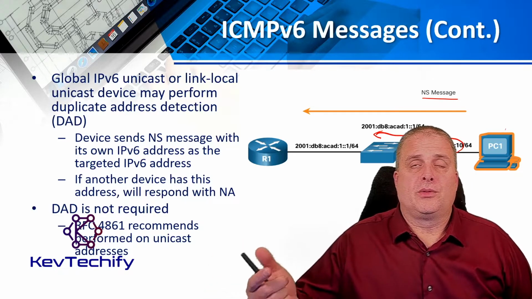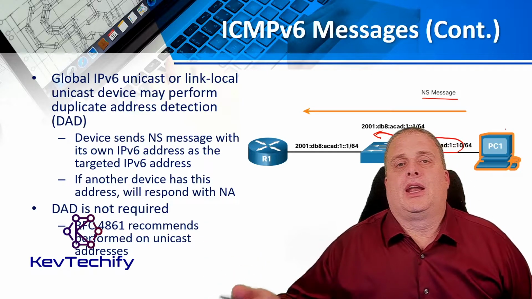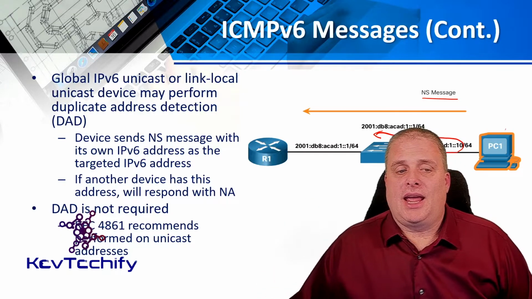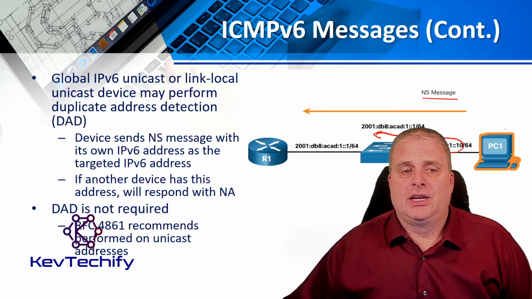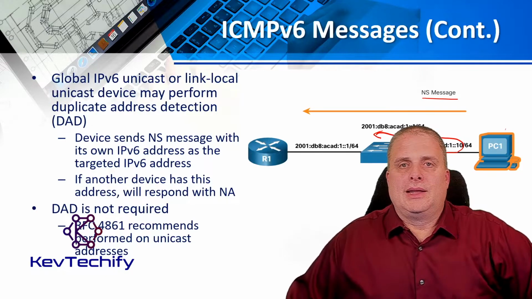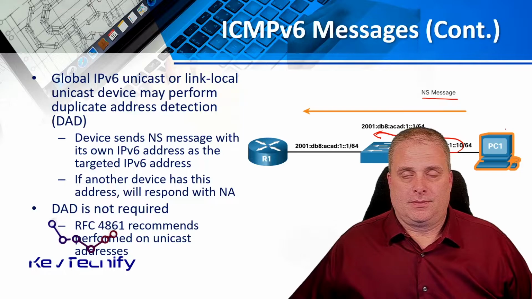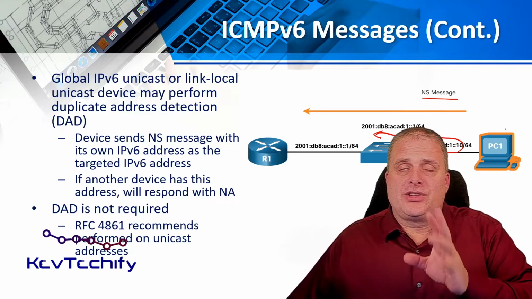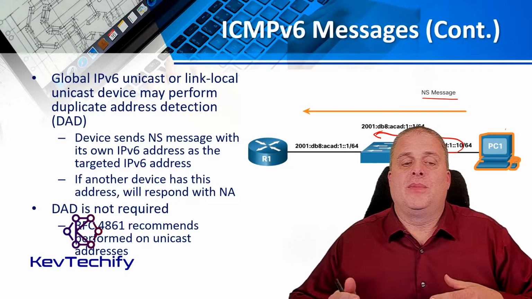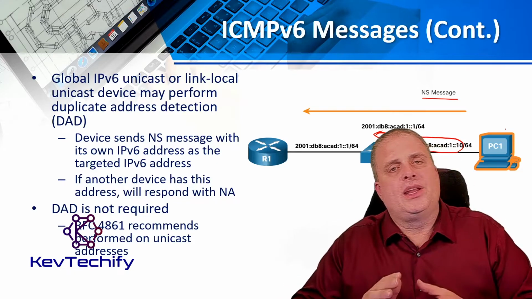Now, if a device replies back with that address, PC1 is going to go through the process to get a new dynamic address. But if nobody responds to that DAD, that duplicate address detection, the neighbor solicitation targeted at the address it's going to use, that means PC1 can use that IP version 6 address. Now, DAD is not required, although there is an RFC that recommends it be performed on any unicast address just to make sure that nobody else is using that one.